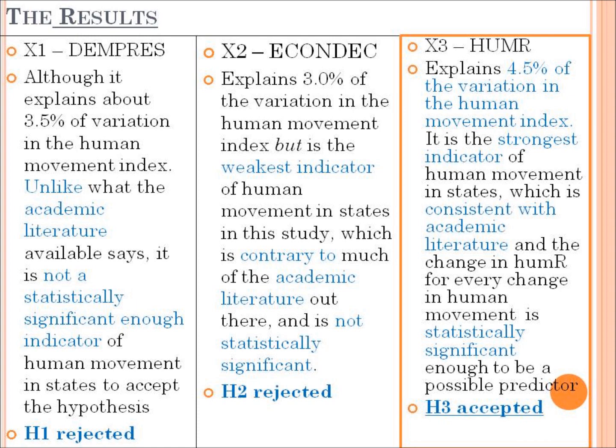Human rights violations turn out to be the strongest indicator of human movement, explaining 4.5% of the variation in the human movement index, more than X1 and X2, and also is statistically significant enough that we can rely on its predictability. We accept hypothesis 3, that as there is an increase in human rights violations, there's also an increase in human movement, which means that there's a decrease in state stability. This is consistent with the academic literature because human rights are not contextual, they are by definition universal. Other variables can be affected by several factors that the state might not be able to readily control, such as natural disasters, but violating human rights is always a result of state instability.